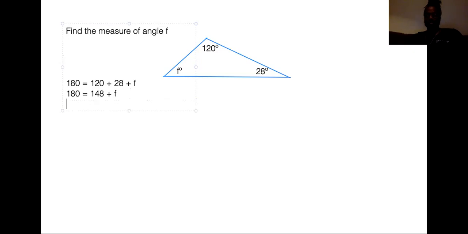Now, you guys know what we're going to do. You know where this is going from here. I'm going to get F by itself by doing the inverse operations. The opposite of positive 148 is negative 148. So I'm going to subtract 148 on both sides of this equal sign to find my value of F.